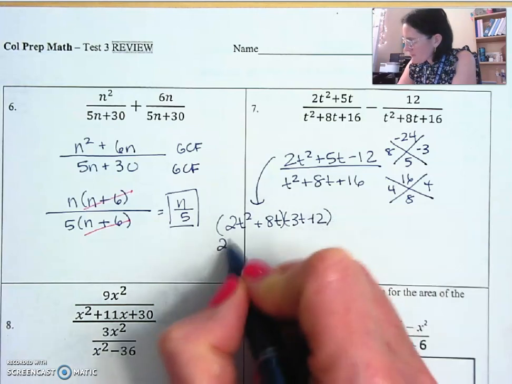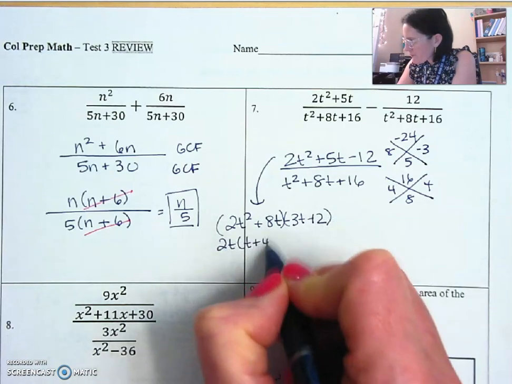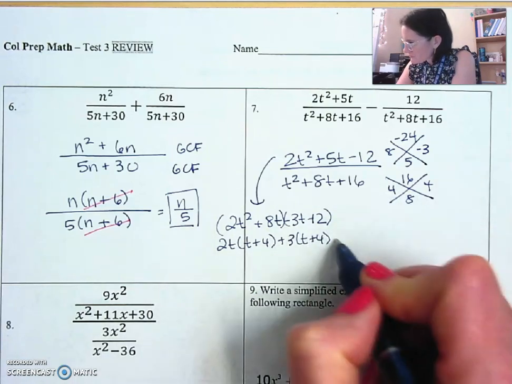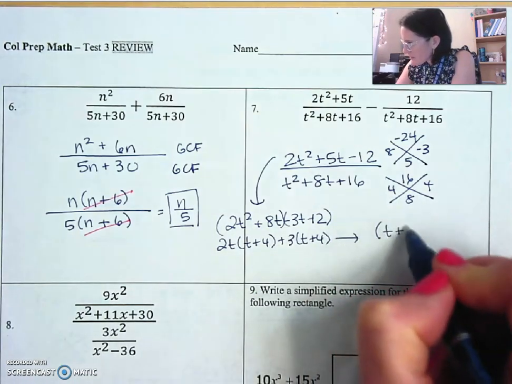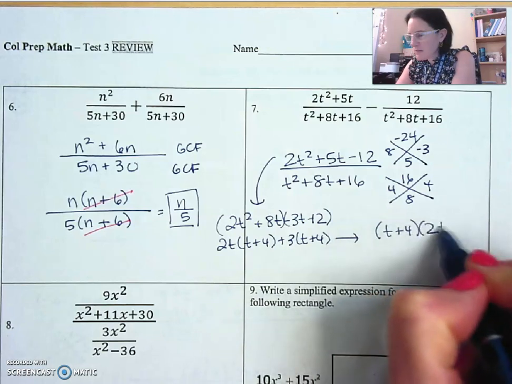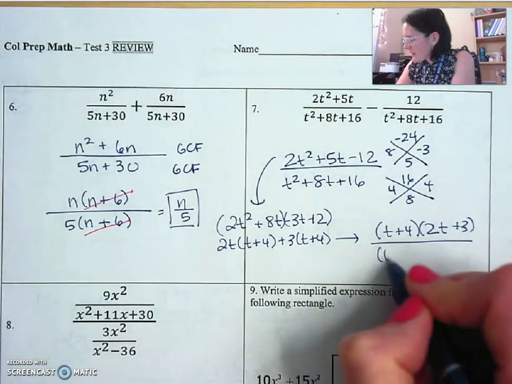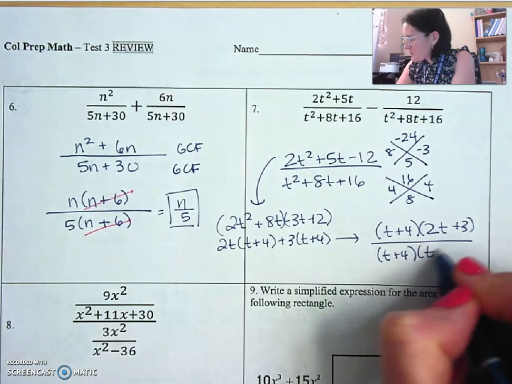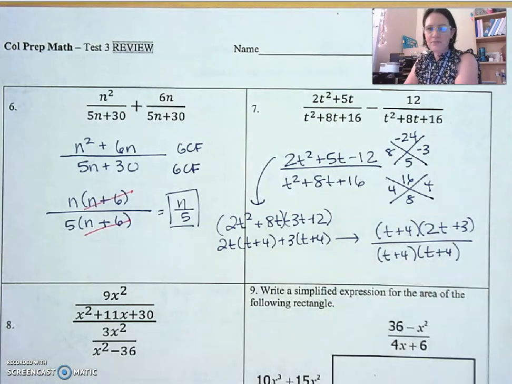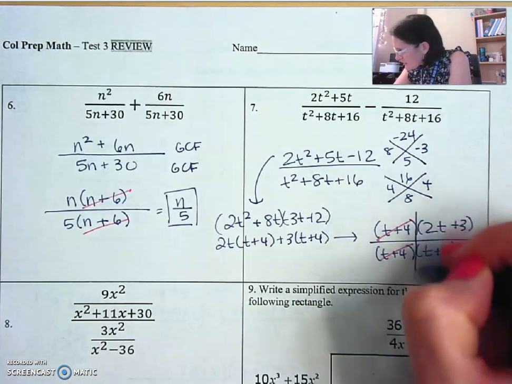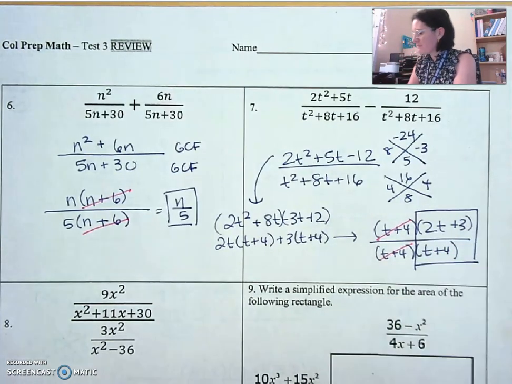We do our grouping. That's going to give me t plus 4 times 2t plus 3. And in the denominator, I have t plus 4, t plus 4. Cancel, cancel. And this is my final answer right here.